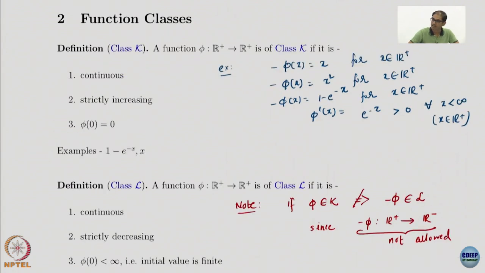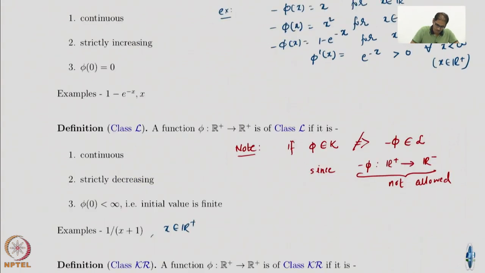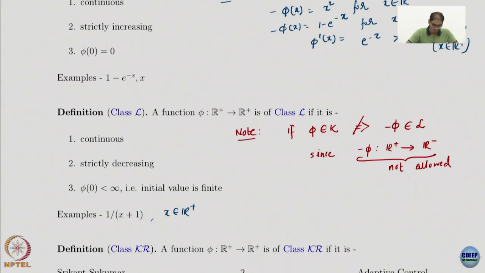Alright. Class L function. Sort of a flipped version. A function phi, again, you see that this never changes, is class L if it is continuous, strictly decreasing, and the initial value is finite. An example is 1 over x plus 1, because at 0 this is of course 1, and it is evidently strictly decreasing, right? Because as x keeps increasing, again remember x is in R plus, this keeps decreasing, and it is continuous. You can also verify continuity, because the only continuity issue is at x equal to minus 1, but that's not a valid argument. So, it's fine, okay.